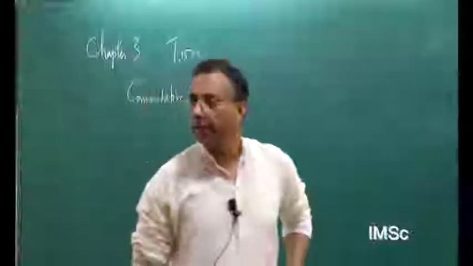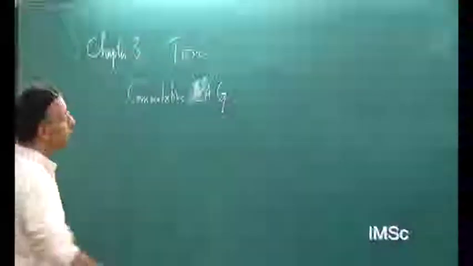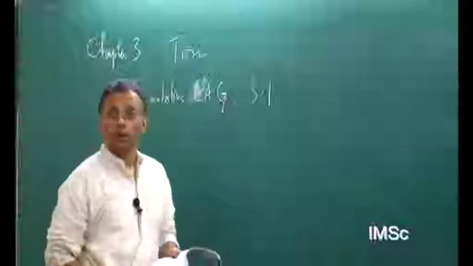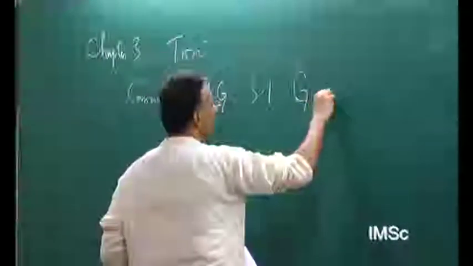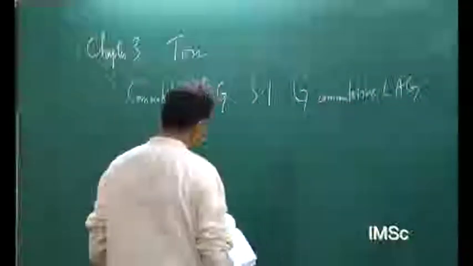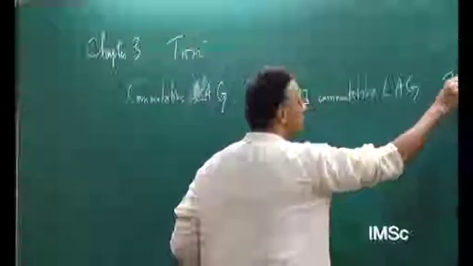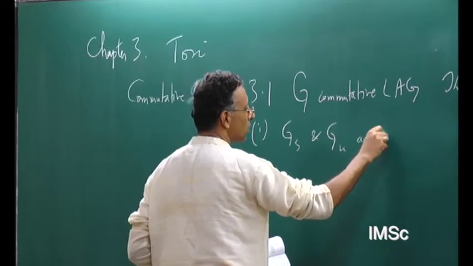So what we did was two results. We can call them theorems because both the proofs are, at least at this level, non-trivial. Okay, so I recall for you what we were doing. So 3.1 was about commutative algebraic groups. If G is a commutative linear algebraic group, then one, GS and GU are closed subgroups.